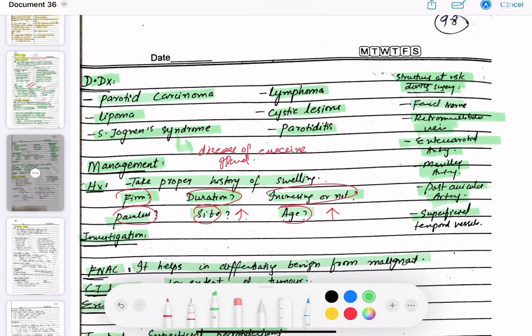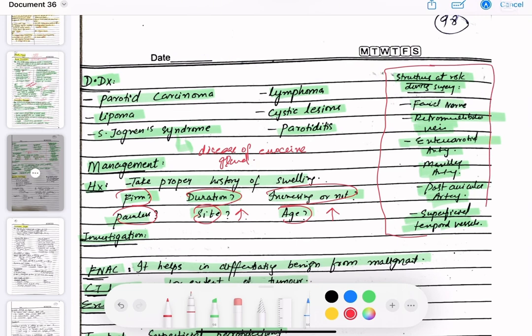Now, this is a kind of tricky question, and it is important as well. What are the structures that pass through this area? These are the facial nerve, the external carotid artery, and also the maxillary artery, as the maxilla is present here. So the facial nerve, the maxillary artery, the external carotid artery, then the retromandibular vein, the posterior auricular artery, and the superficial temporal vessels are the structures at risk during the surgery.